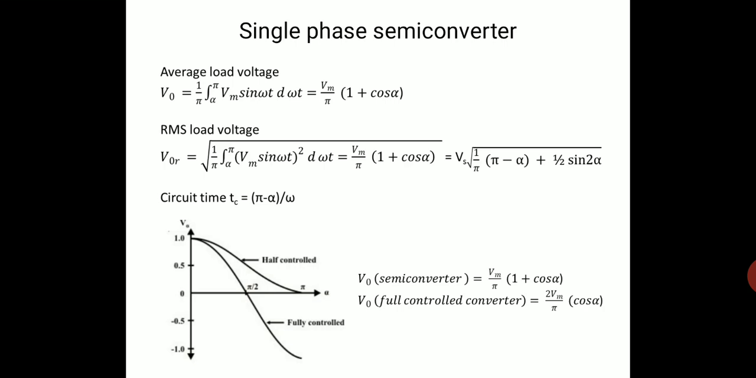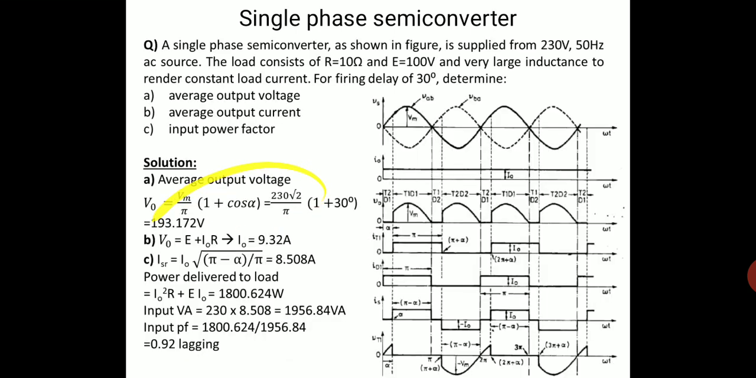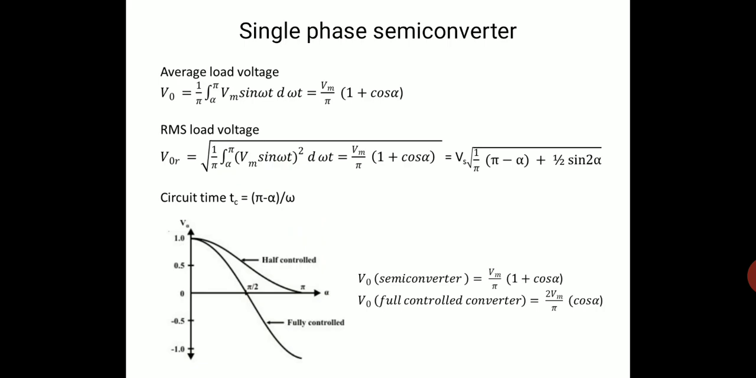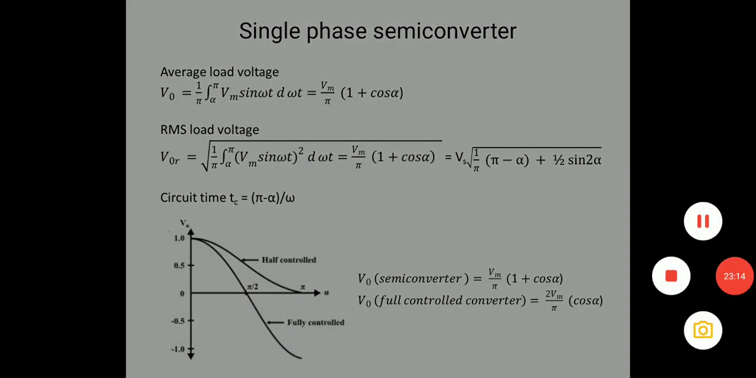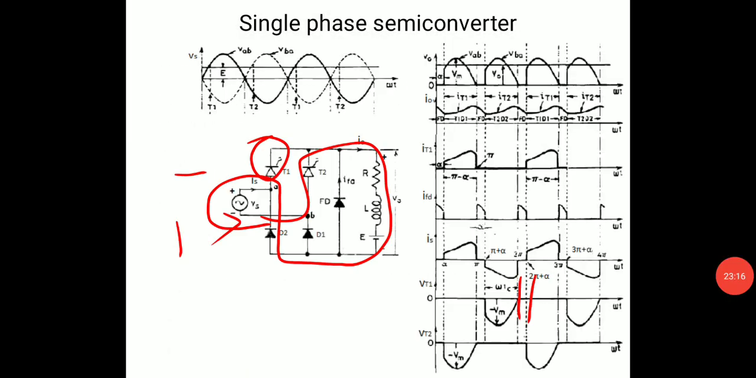We have now written the circuit time. You can see that circuit time is pi minus alpha. If we mention it in terms of time, we will have to divide it by omega. Okay.